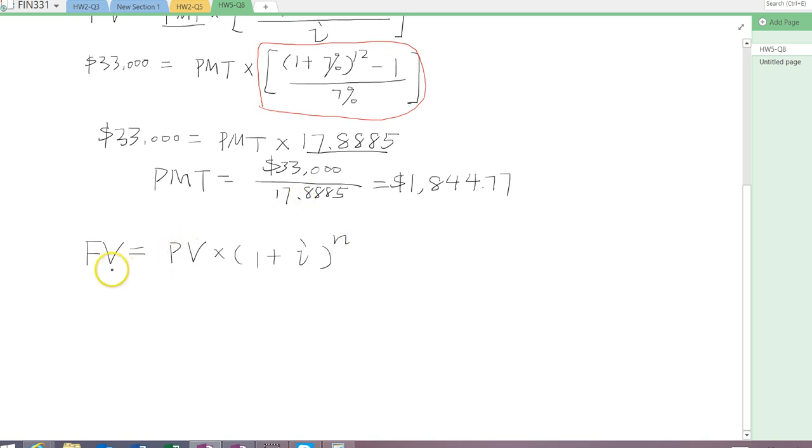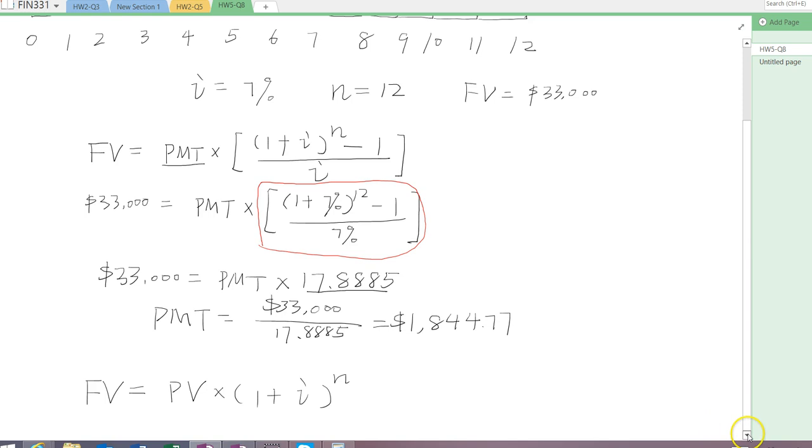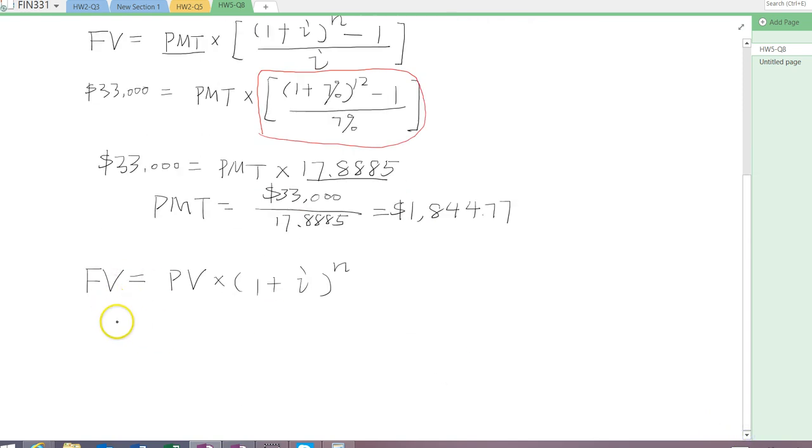So the future value, the interest rate, and n are the same as before. So the only thing that changes is the unknown. So then we just plug in the numbers. $33,000 equals this unknown present value times 1 plus interest rate raised to the power of 12. So now I need to divide both sides by this chunk.